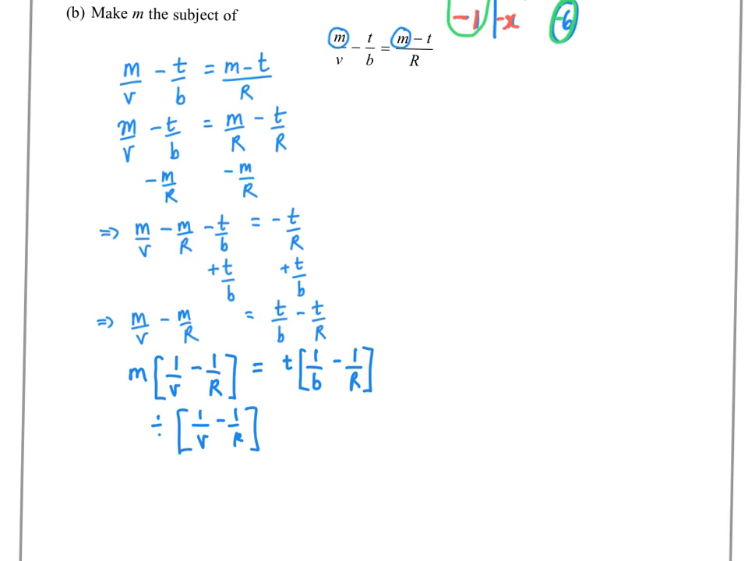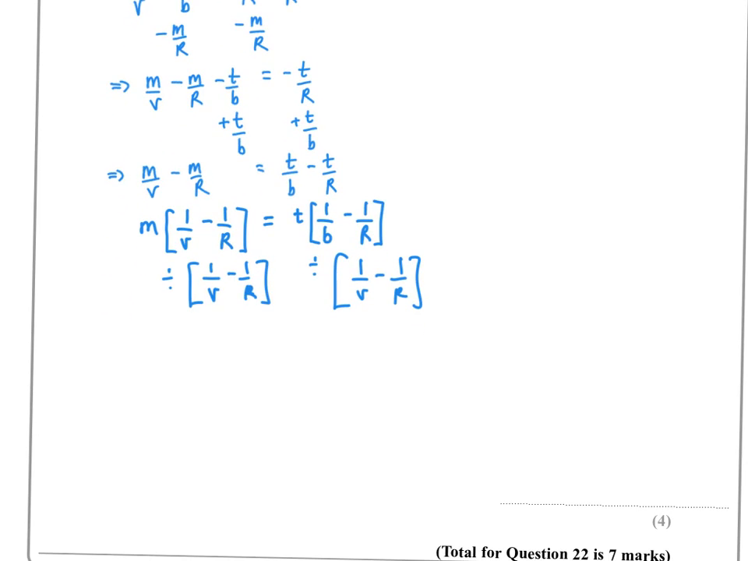And then, look, you will have 1 over v minus 1 over r. And then, let's have a look. I'm trying to show all the steps here. And you'd have m equals t lots of 1 over b minus 1 over r, all divided by 1 over v minus 1 over r. That would be okay. I think that would be perfectly allowable, but I don't know if everyone would have done it that way.